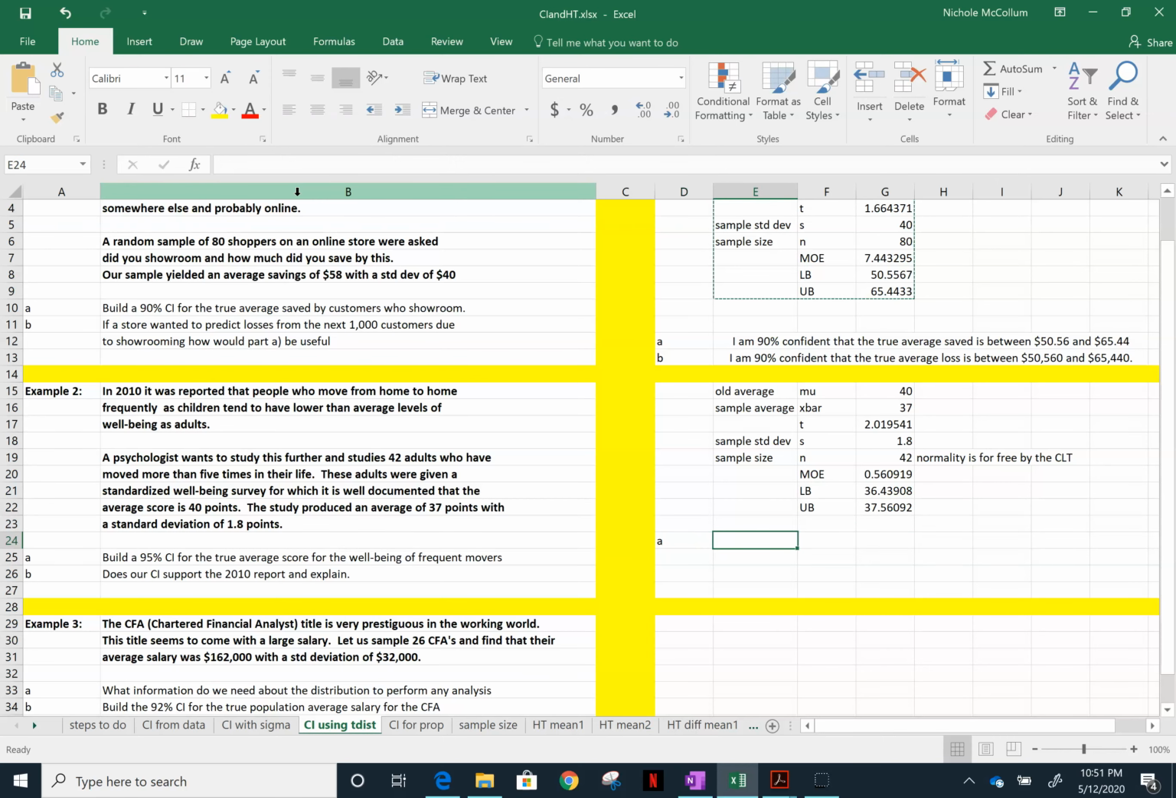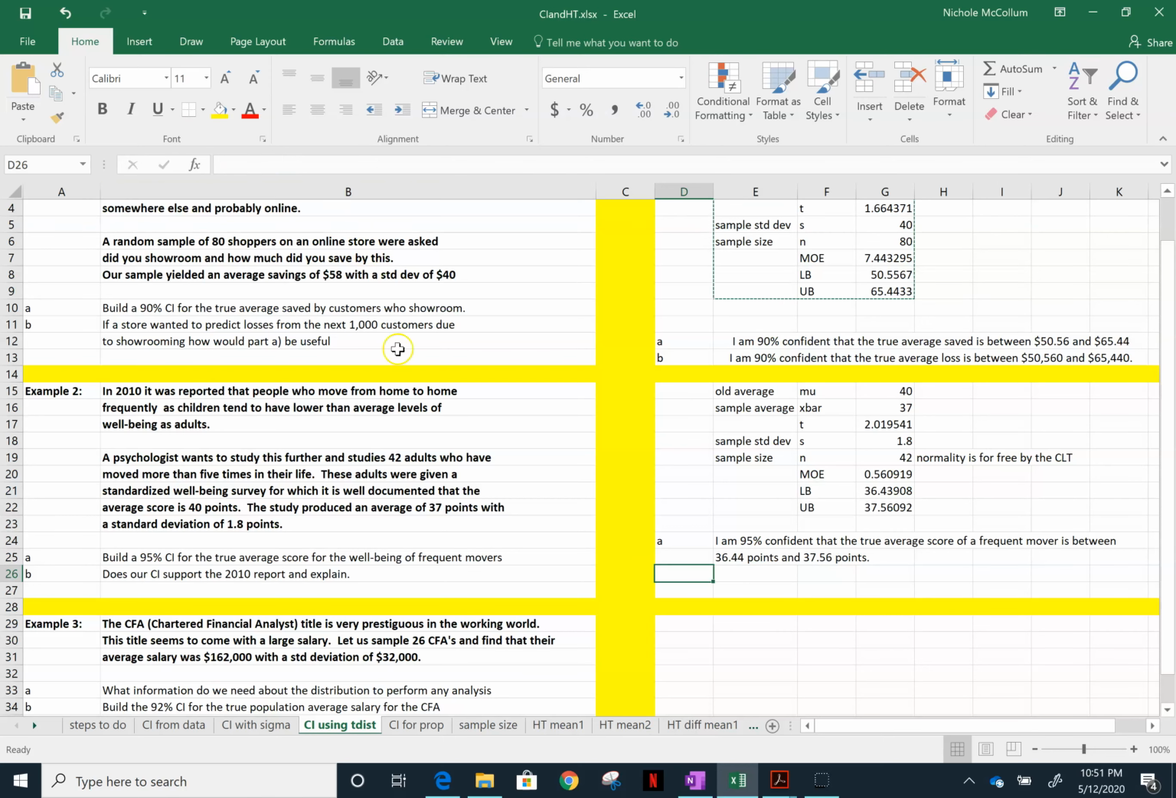And so then I can make my conclusion. I am 95% confident that the true average score for a frequent mover is between 36.44 points and 37.56 points. So that's the first thing.